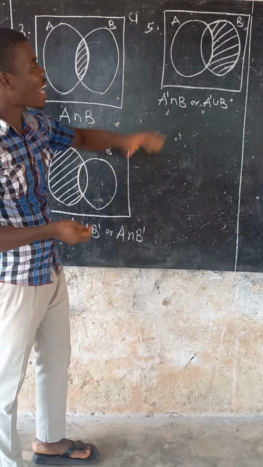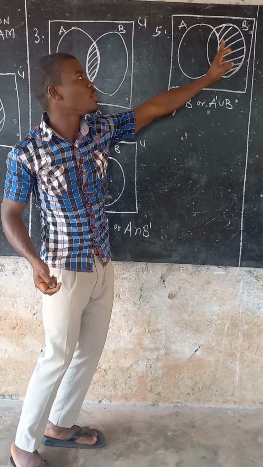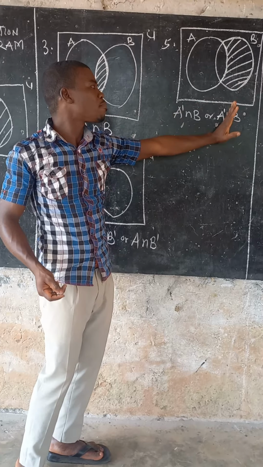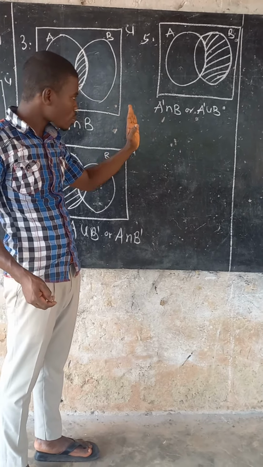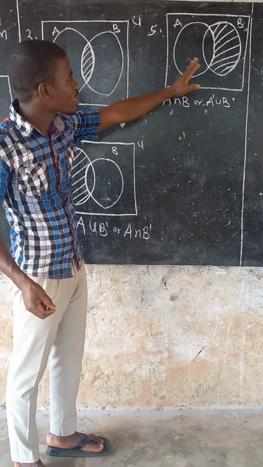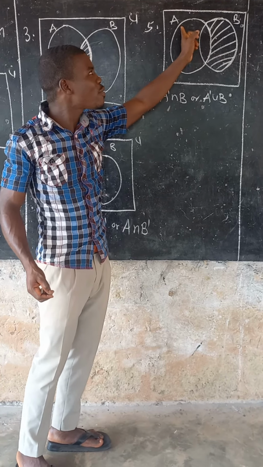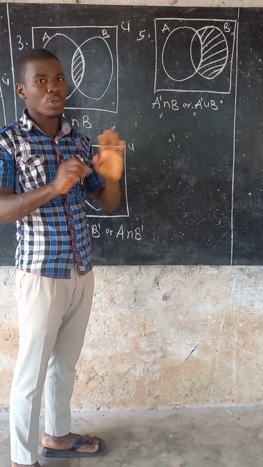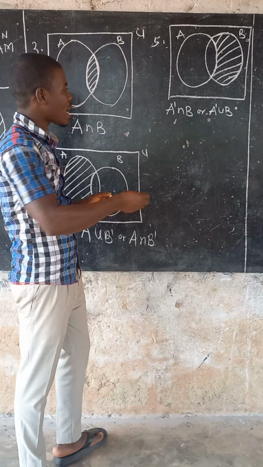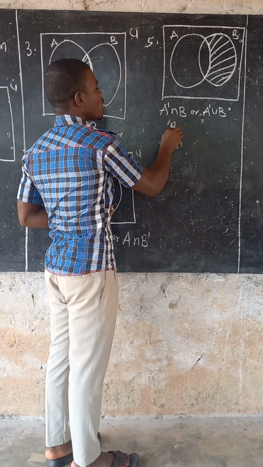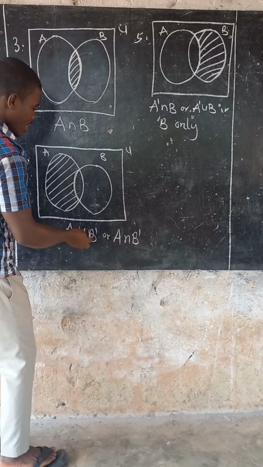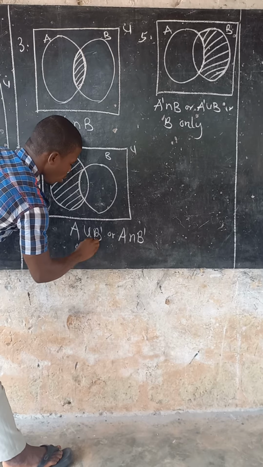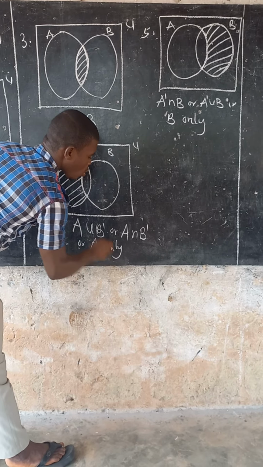As I said earlier, A is taking part of B. So if it is B only, it's only this part. If A is taking part of that B, don't consider it. The same way, this place you can write as A only.